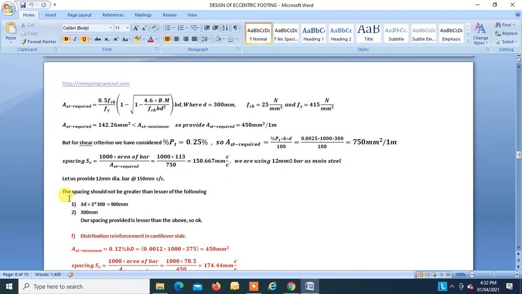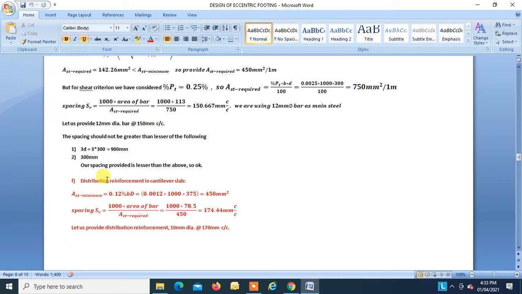It is a must, according to code, that the spacing which we are going to provide should be less than the lesser of these two, that is 3D or 300 mm. Ours is 150 and is less than 900 and 300, so it is okay, right? Now distribution reinforcement in cantilever slab. AST minimum is 0.12% BD, where D is overall depth. This is found to be 450 mm square.